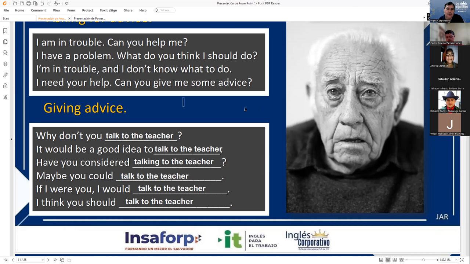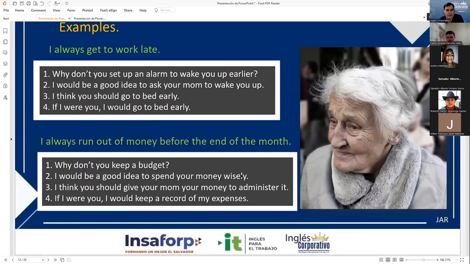Ask for a loan. Teacher, what is ask for a loan? Ask for money that someone may lend you. Maybe the bank, maybe a friend. Why don't you ask for a loan? It would be a good idea to ask for a loan. Have you considered asking for a loan? Maybe you could ask for a loan. If I were you, I would ask for a loan. I think you should ask for a loan. Okay, giving advice.